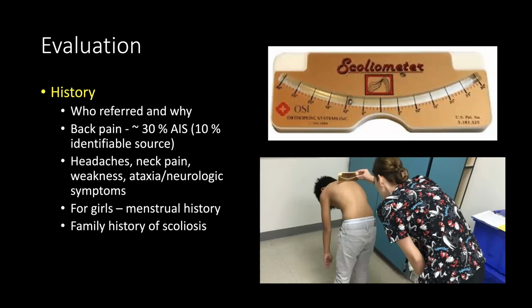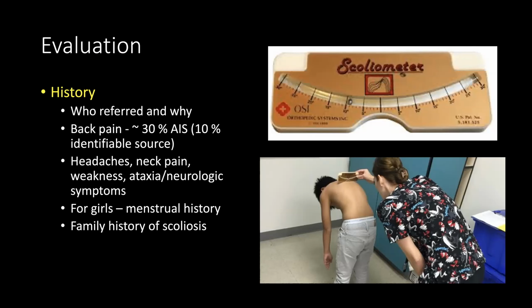So in terms of evaluation, we need to do a consistent history: who referred the patient and why. Remember that back pain is present in up to 30% of kids with scoliosis, and there's an identifiable source in only about 10%.